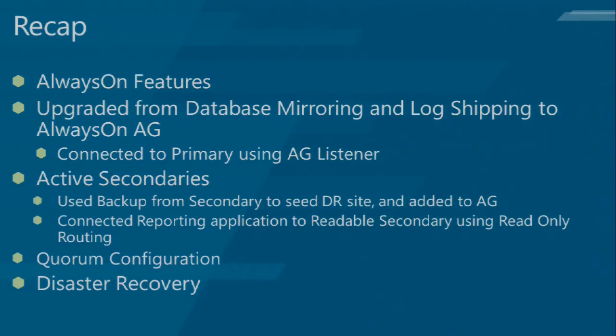Let's do a quick recap. We talked about AlwaysOn availability group features, why we did this. We upgraded from database mirroring and log shipping to AlwaysOn availability group, created an availability group listener, connected my application to the primary using the listener and did a failover. Then utilized the active secondaries feature, did a backup from the secondary to seed a new server, my DR site, and then added that to my availability group. Connected my reporting application to my readable secondary, which was on my DR side, using read-only routing.